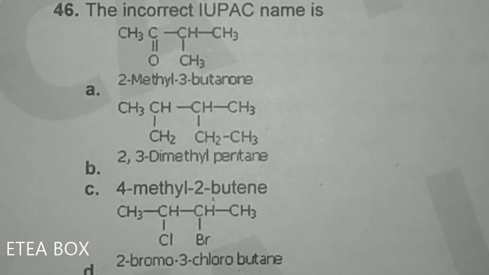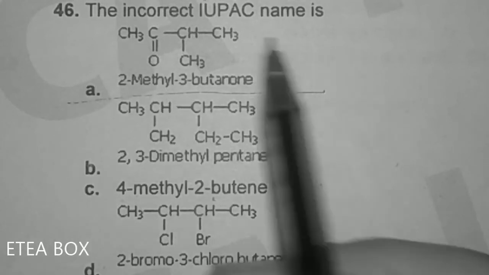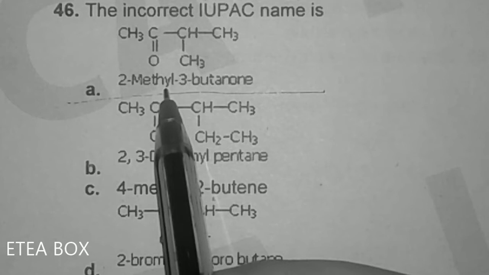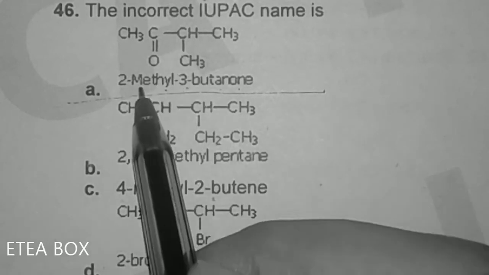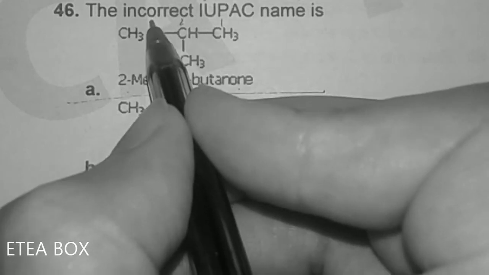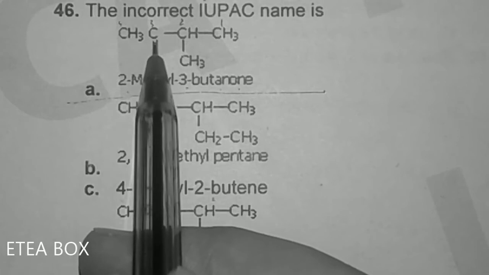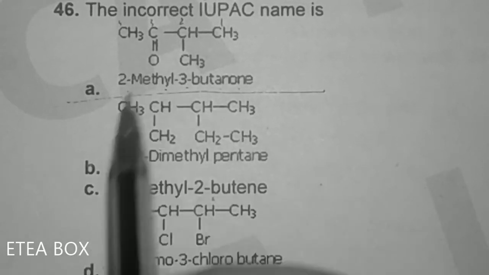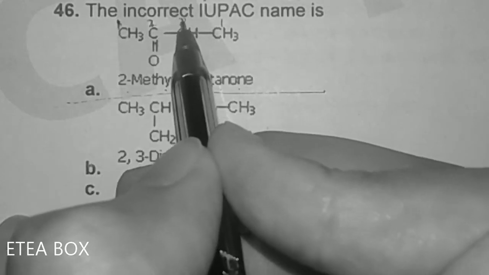The correct IUPAC name is, now look at option A. This one is option A. Look at the structure, 2-methyl-3-butanone. You have to specify the incorrect IUPAC name. Now look here, 2-methyl means that they have started the numbering from here, which is incorrect. You have to start the numbering from the carbon where the carbonyl group is present. So the correct numbering will be from here, 1, 2, 3 and 4.